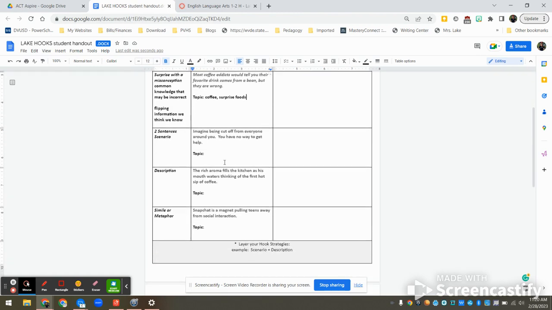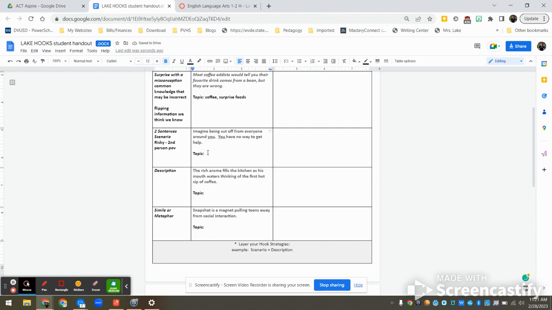All right, the next one is the two-sentence scenario. This one I would like you to note is a little bit risky to use. The reason it's risky is it often pushes you into second person point of view, and if we know anything about formal academic writing, it's that we often want to stay in third person. So here is our two-sentence scenario. Imagine being cut off from everyone around you, you being a second person pronoun. You have no way to get help.